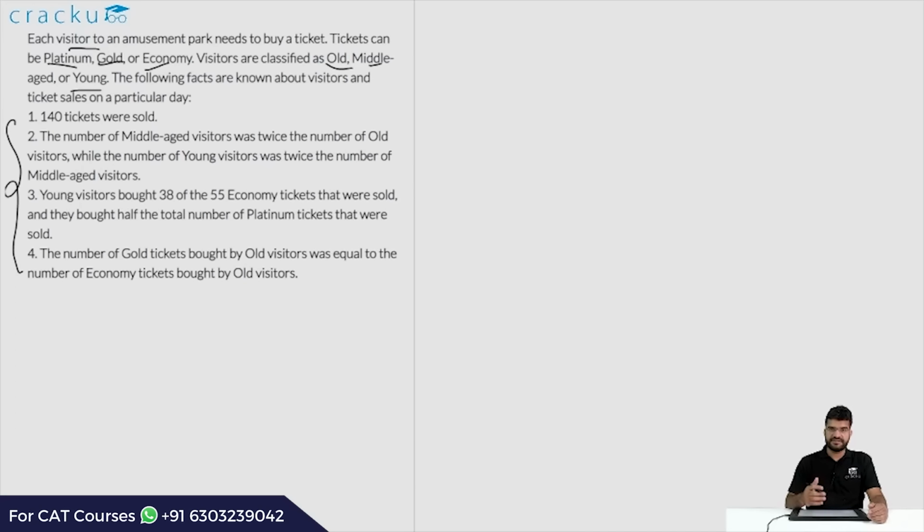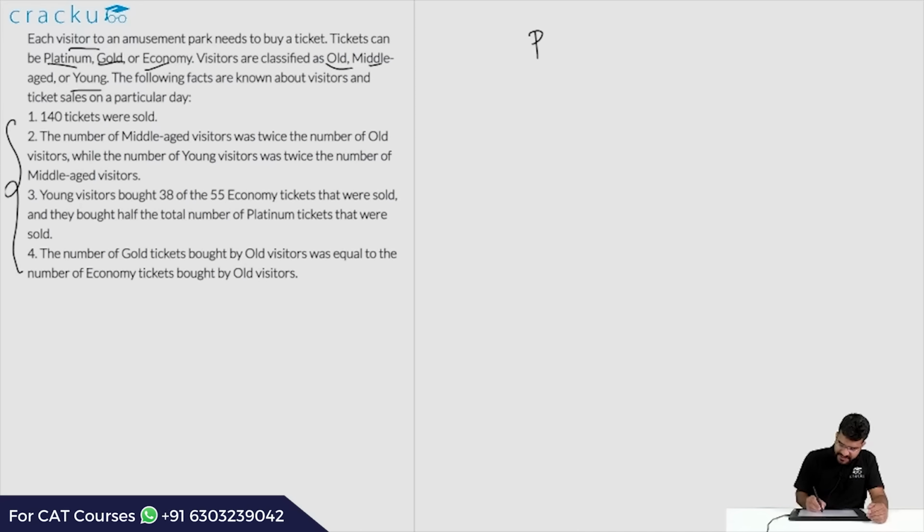In this kind of a question, a person is either young or old, so there is no overlap there. Similarly, he will either buy a platinum ticket or a gold ticket. Again, there is no overlap. So whenever there is no overlap, it will not be a Venn diagram question. It will most likely be just a table. So let us draw the table first.